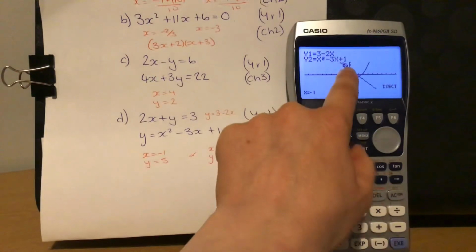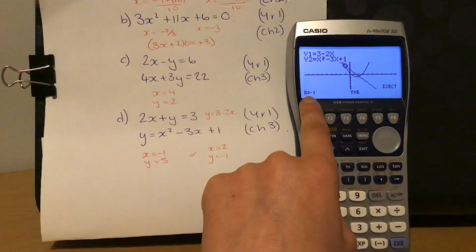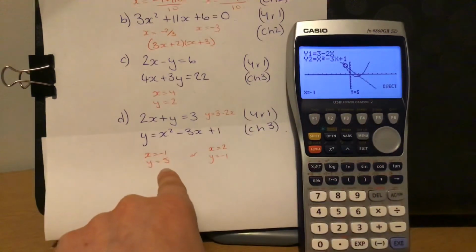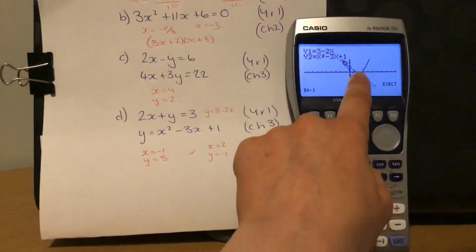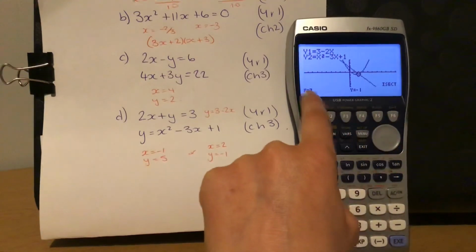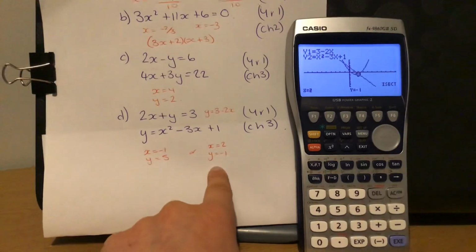it's chosen the first intersection here, and the bottom of the screen is telling me the X value there is -1 and Y is 5. So that's my first pair of solutions. To get to this second set, I just scroll across using this scroll wheel here, and X is 2 and Y is -1. There's my second set of solutions.